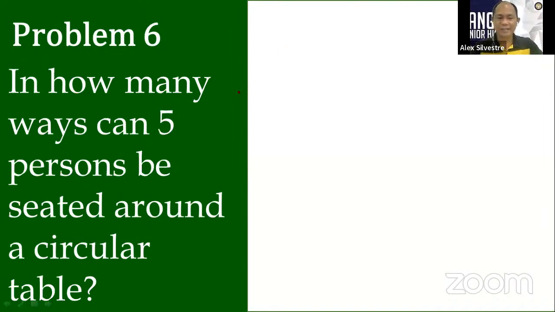So in that given scenario natin, what will be our n? Our n will be equal to 5. But since based in our representation, we are referring for a circular table, ibig sabihin, we have to use here our circular permutation formula. The formula is n minus 1 factorial. Yun ang gagamitin natin. And therefore, since our n is 5, therefore 5 minus 1 factorial.